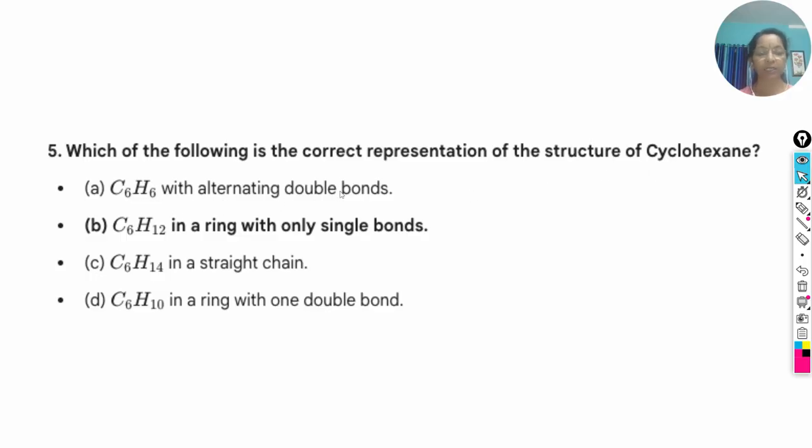C6H6 with alternating double bonds? No. The C6H12 formula is correct. Only in this case is the formula correct, in a ring with only single bonds, so we don't have to worry about anything else. C6H12. So that's it.